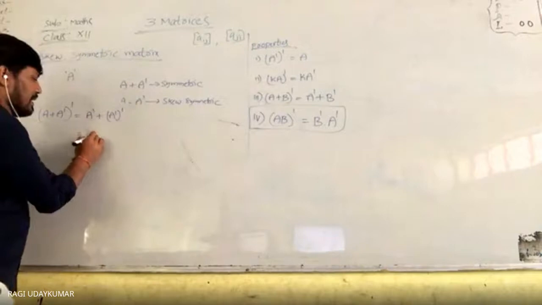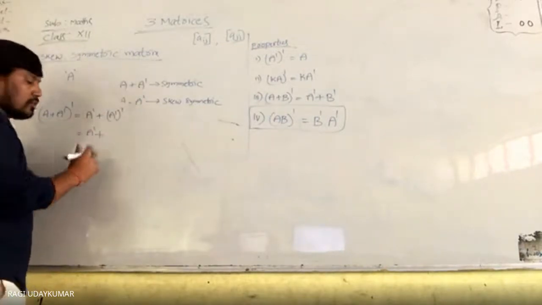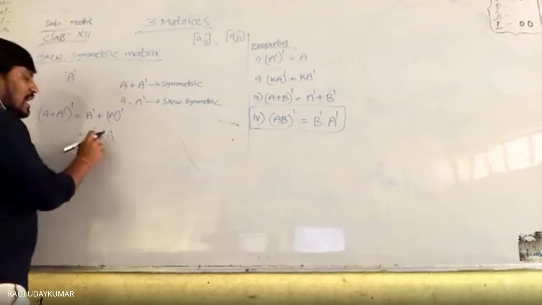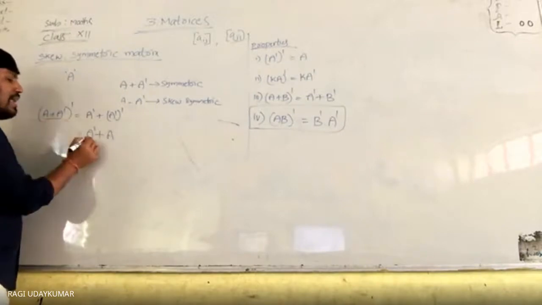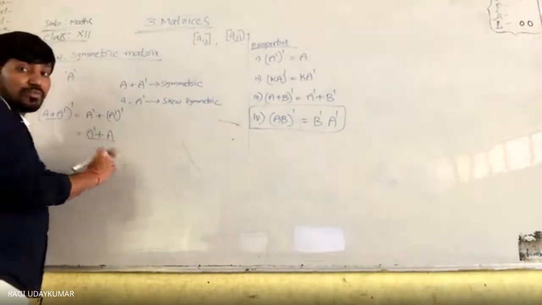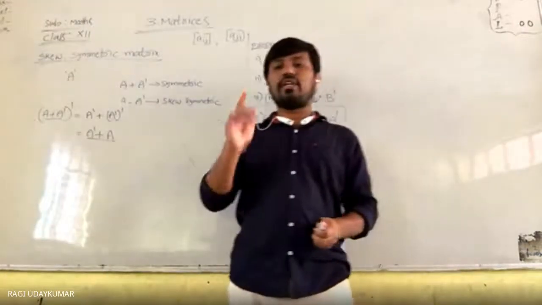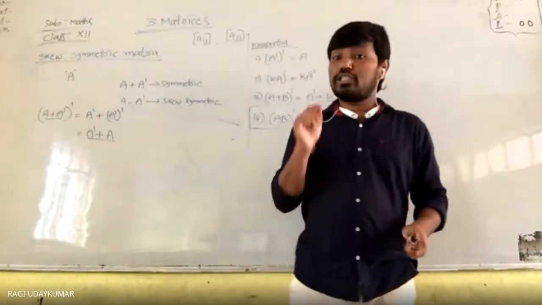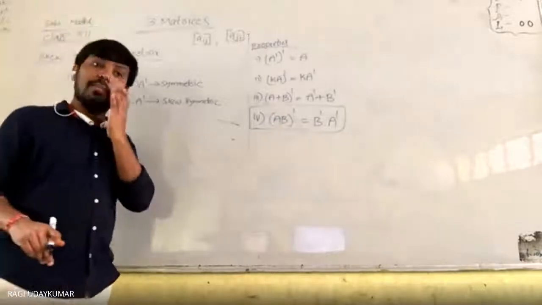So what do you get here? A transpose plus A transpose whole transpose is equals to अगेन ये इसका ट्रांसपोज अगेन वही आया है, ये दोनों सेम ही ना है सर. ये प्लस ए ट्रांसपोज है, ये ट्रांसपोज प्लस ए ट्रांसपोज. Addition of the matrices follows the commutative property, but multiplication does not follow the commutative property.